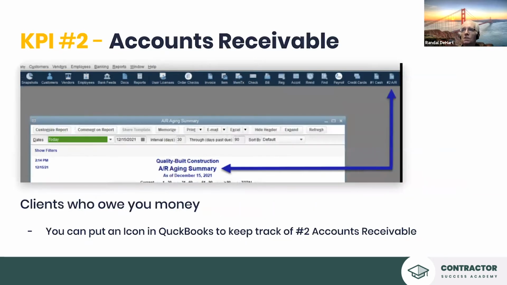So number 1 is cash. Number 2 is accounts receivable. The clients owe you money. And this is really important, because I see a lot of contractors who have accounts receivable, and people owe them a lot of money, but they're not really paying attention to it. So if they put that as an icon on the icon bar, as an aging summary, then they'll be able to see who owes them money and how much and for how long, and is it current? Is it over 60 days or 90 days?